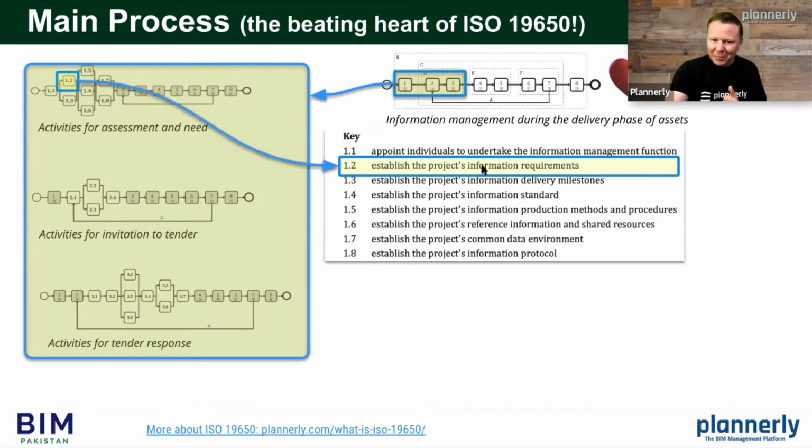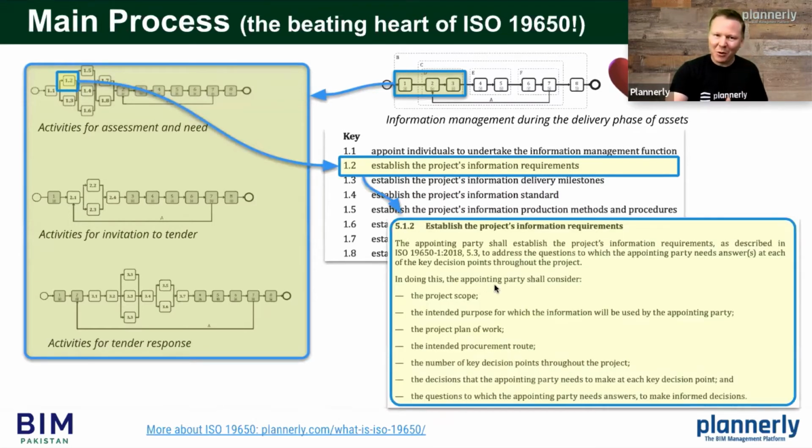There are different steps here, and inside of the steps we can unpack even more requirements and resources that are needed. As an example here, establishing the project information requirements, which includes the scope and the purpose and the plan of work and how you're going to procure it, etc., throughout the project.